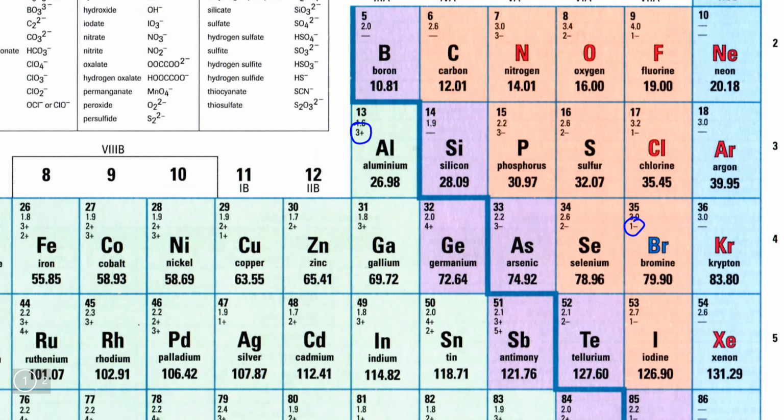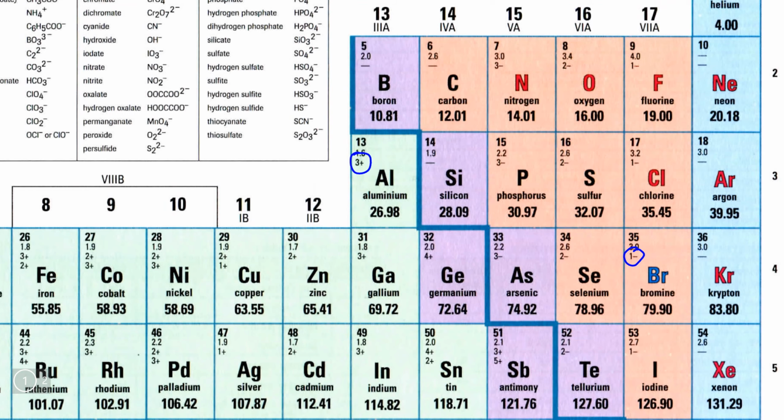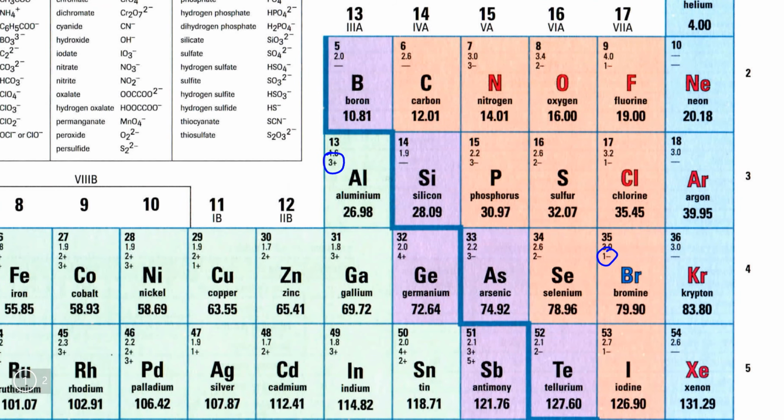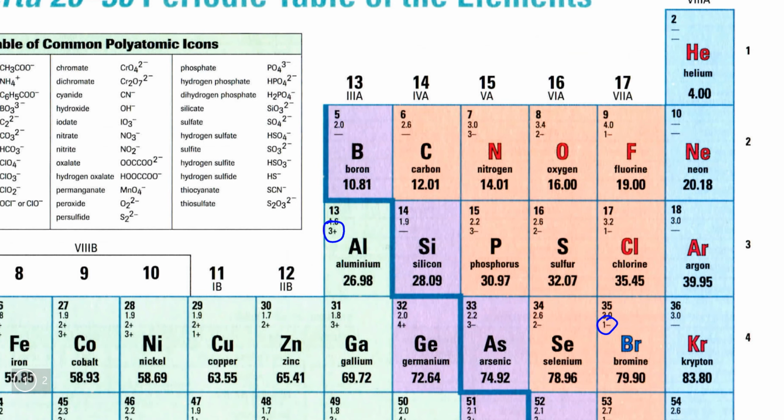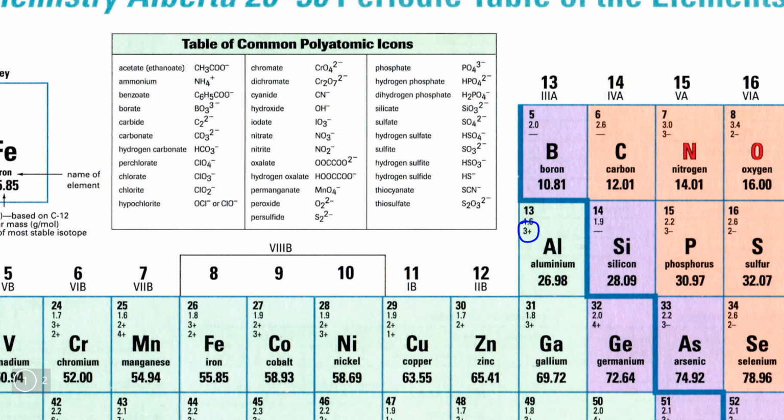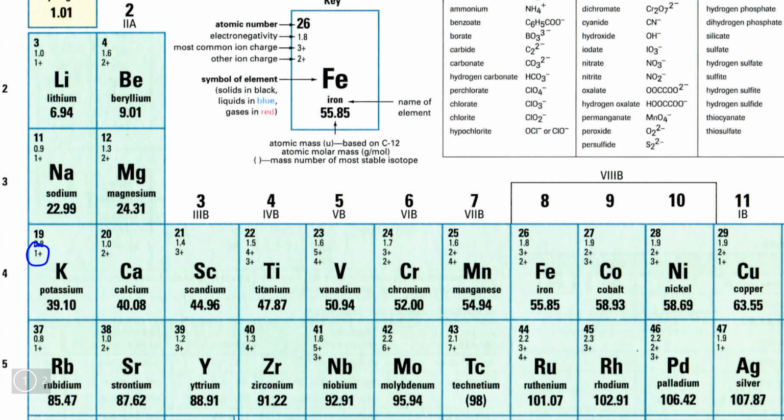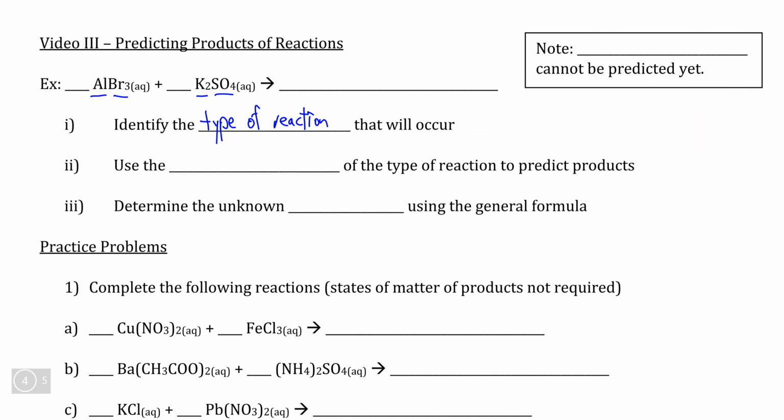We see that aluminum is a metal which has a charge of +3. Bromine is a non-metal that has a charge of -1. We can see that we had a polyatomic ion which happens to be sulfate, which has a charge of -2. So this is going to be an anion, and potassium is a metal that has a charge of +1.